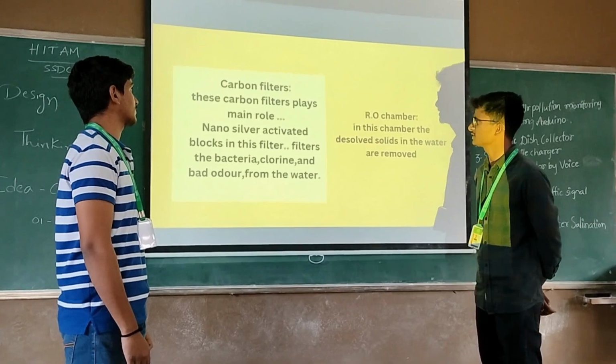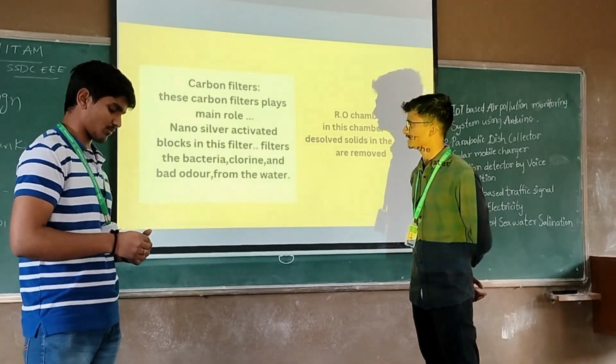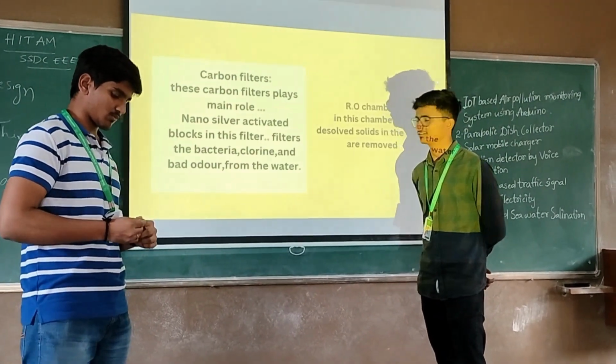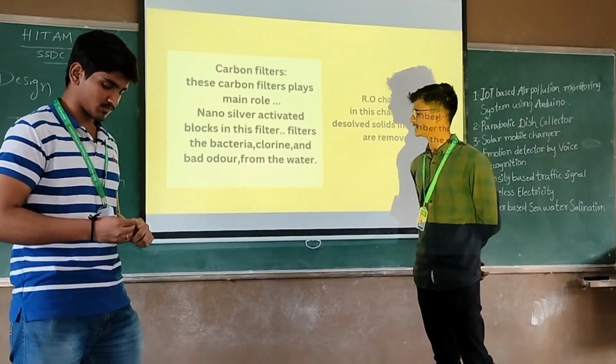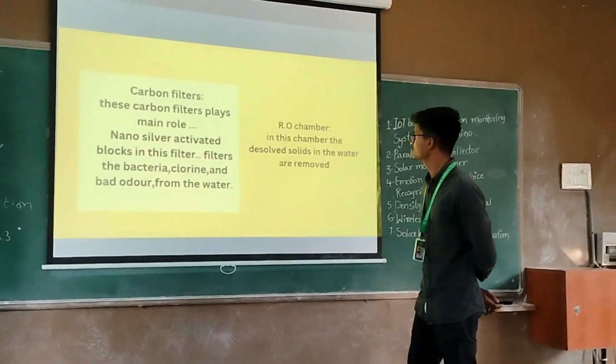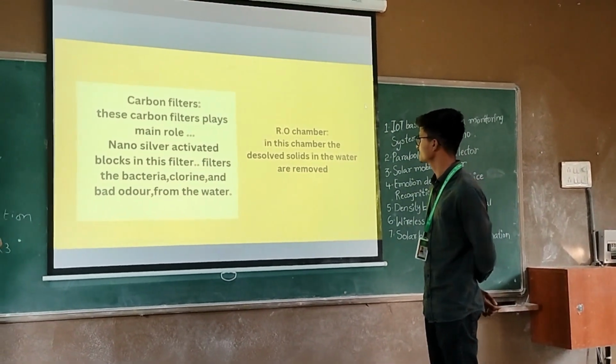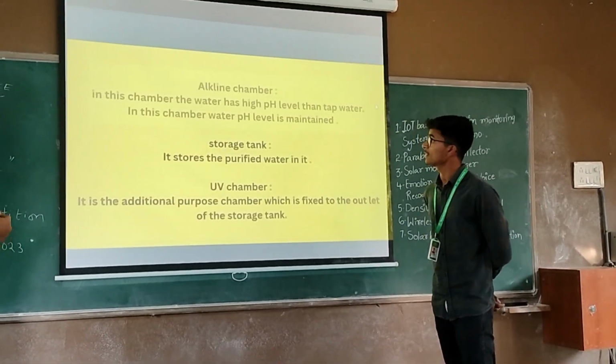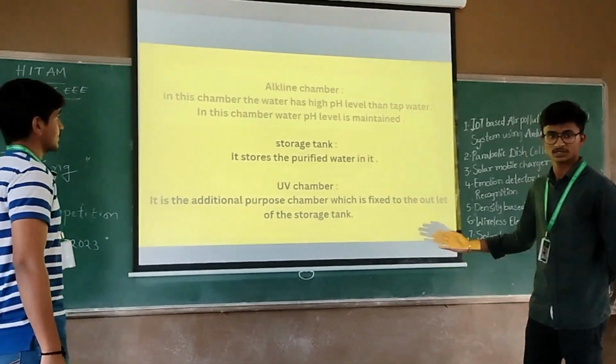Carbon filter: the carbon filter's main role is to block impurities in the filter. The filter removes bacteria, chlorine, and bad odor from the water. The alkaline chamber handles the dissolved solids in the water. Then the UV chamber.